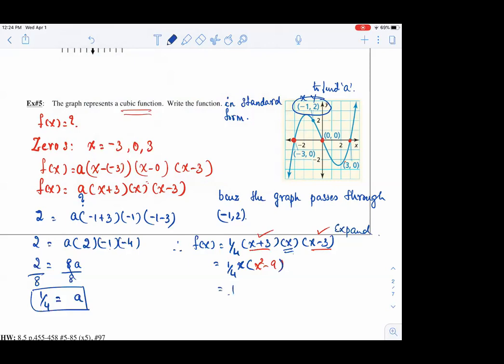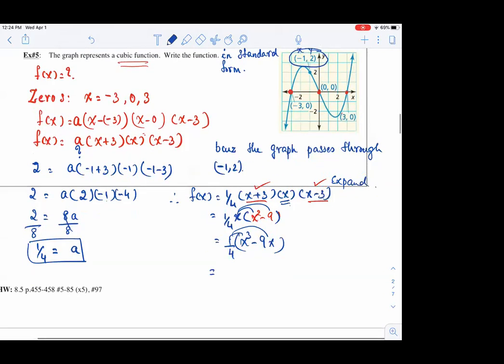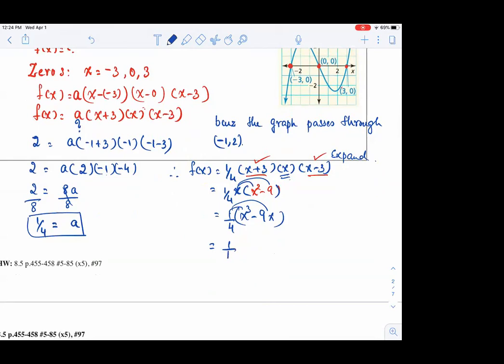So that's going to be 1/4. Now we have to distribute this x cubed minus 9x and distribute the 1/4. You could have done it before itself. So it's 1/4 x cubed minus 9/4 x. That's your cubic function.